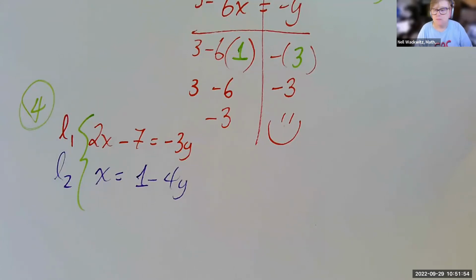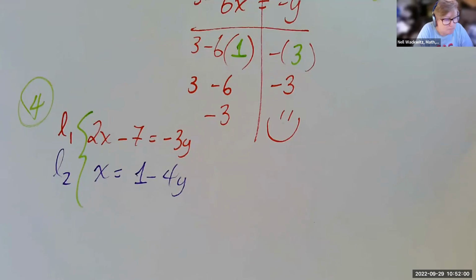So we would add 3y on each side. Turn your mic off. Oh, turn my mic off? Okay.